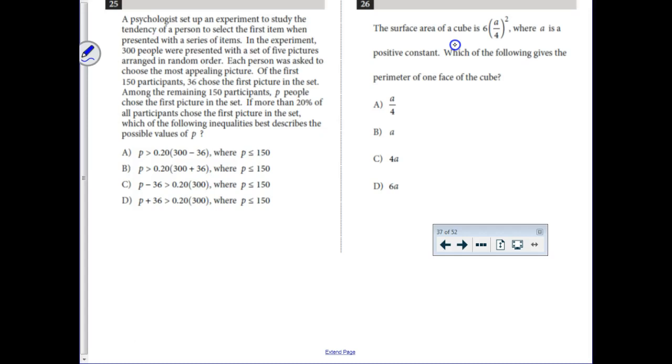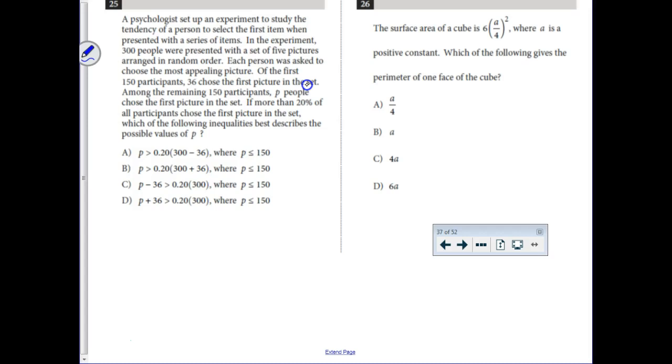I think we can get it done. All right. Psychologists set up an experiment to study the tendency of a person to select the first item when presented with a set. In the experiment, 300 people were presented with a set of 5 pictures arranged in random order. Each person was asked to choose the most appealing picture.